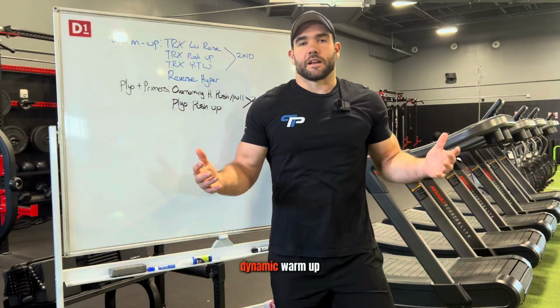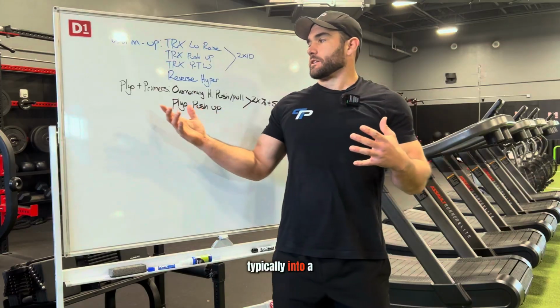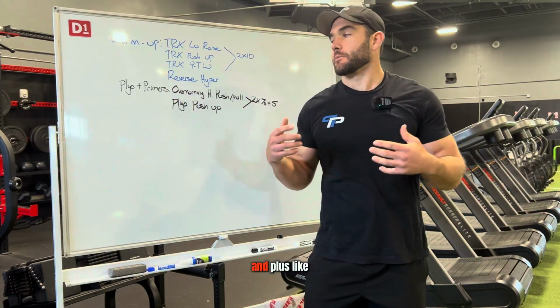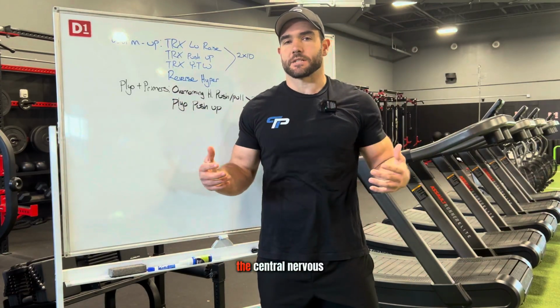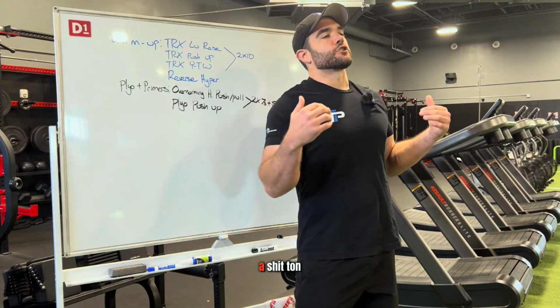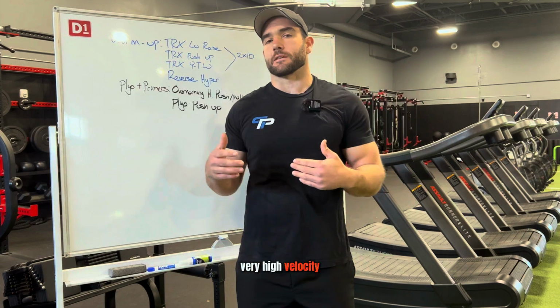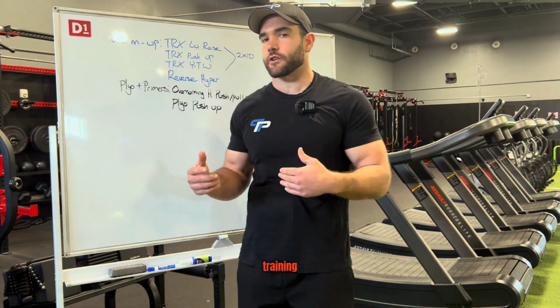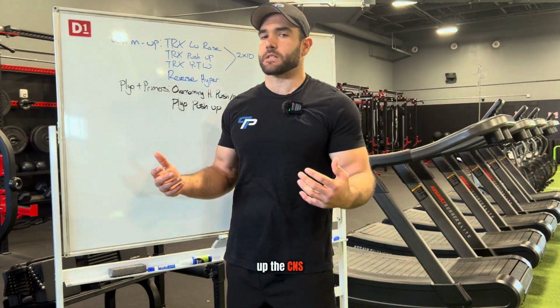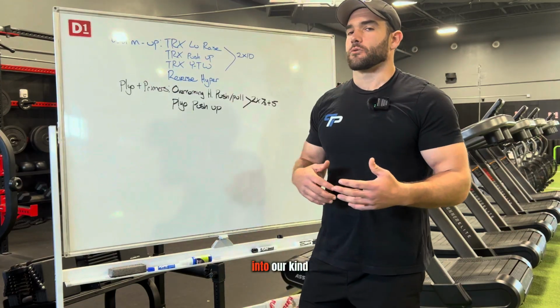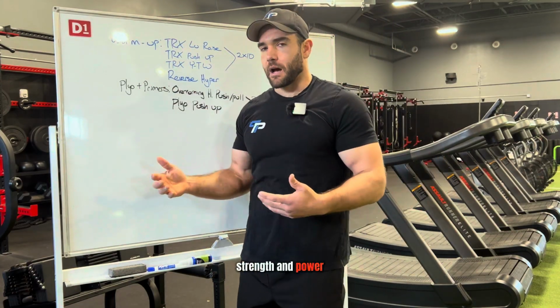All right, so after we get our dynamic warm-up, then I move typically into a plyometric and plus like a primer, okay? So I'm trying to prime the central nervous system to apply a ton of force and strength, and then take that into a very high velocity based movement. So there's a little bit of contrast training going to work, but we're really trying to fire up the CNS before we get into our kind of main strength and power based movement.